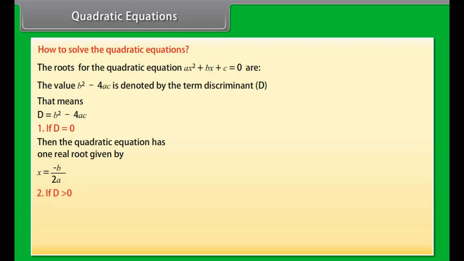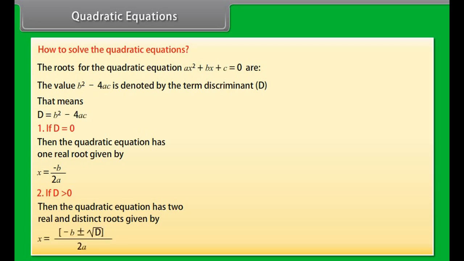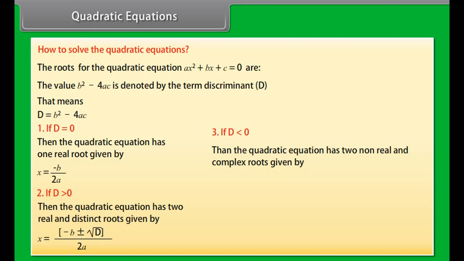2. If d is greater than 0, then the quadratic equation has two real and distinct roots given by x is equal to minus b plus minus under root d by 2a. 3. If d is less than 0, then the quadratic equation has two non-real and complex roots given by x is equal to minus b plus minus iota under root minus d by 2a, where iota is imaginary number.